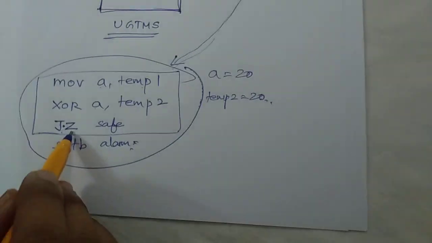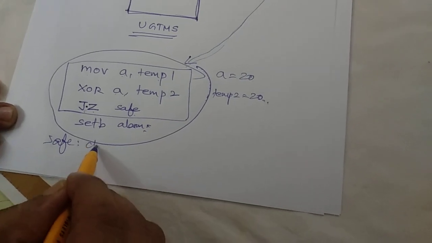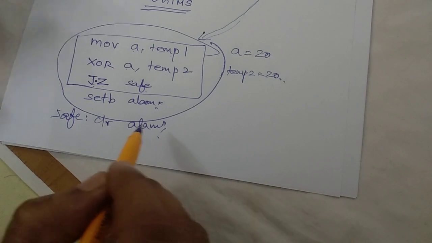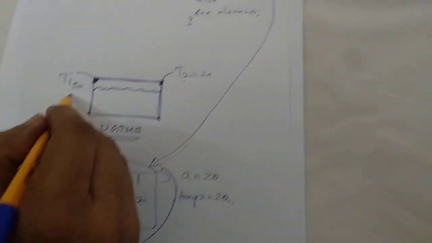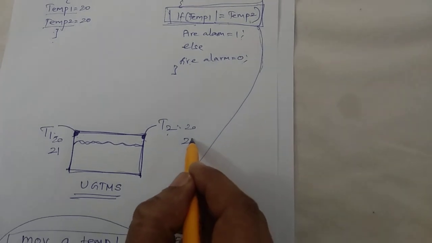Because it is jump 0, it will jump to safe. In the safe, it will clear the alarm. Something like that. The code has been written. After some time, the temperature T1 has updated to 21 and T2 was updated to 22.